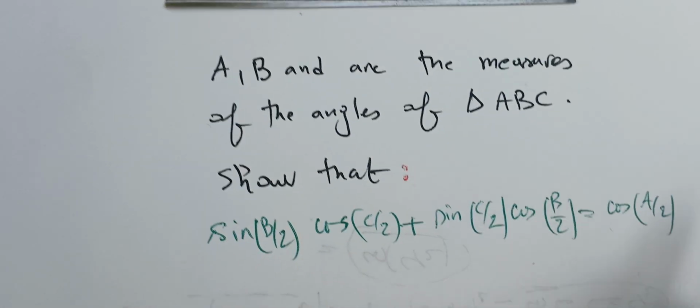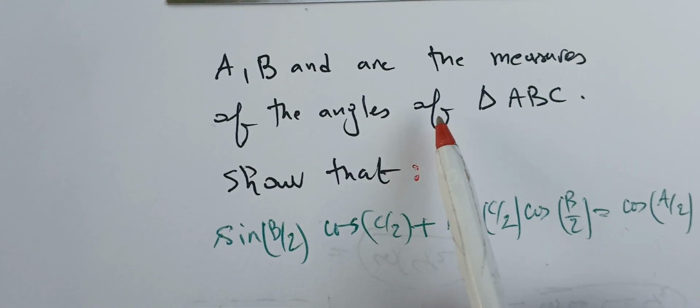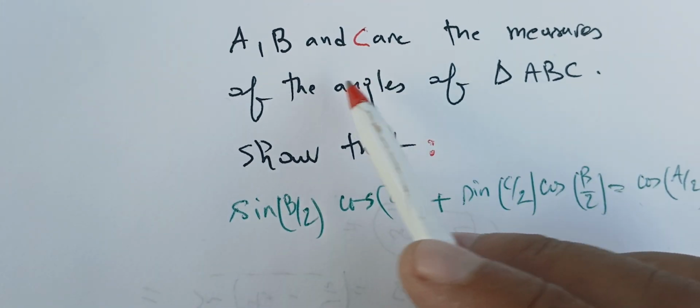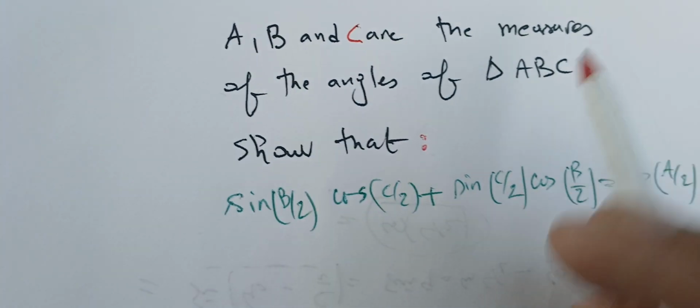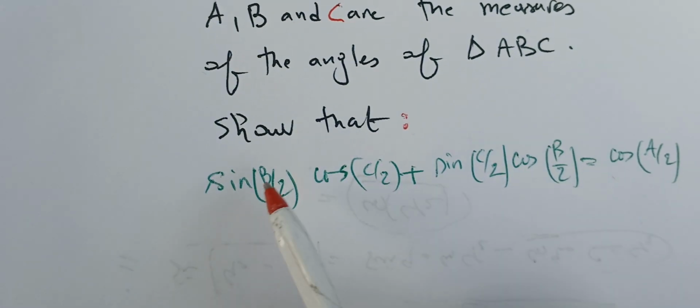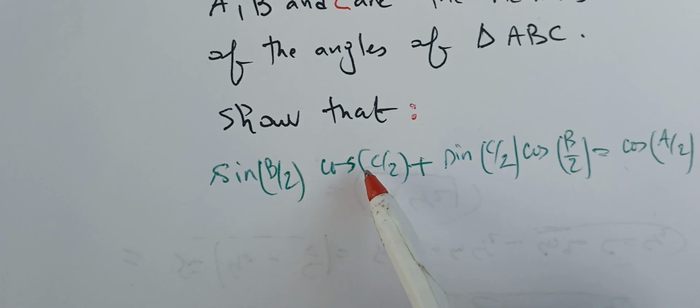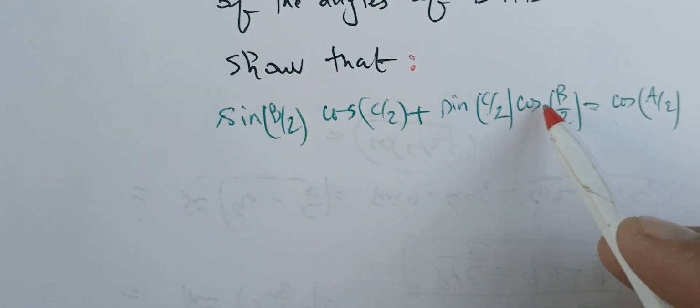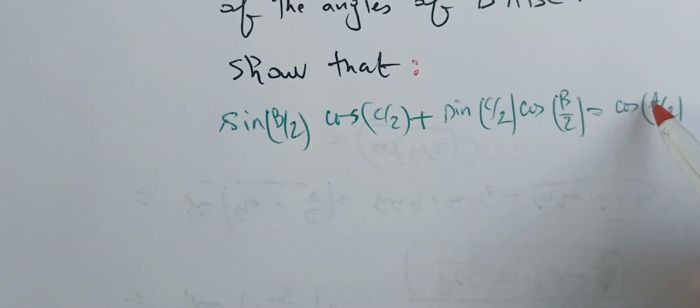Now let's work this problem. A, B, and C are the measures of the angles of triangle ABC. We want to prove that the sine of B over 2 times the cosine of C over 2 plus the sine of C over 2 times the cosine of B over 2 is the cosine of A over 2.